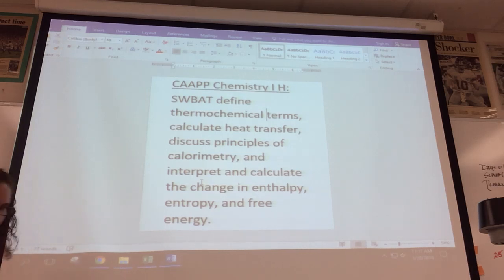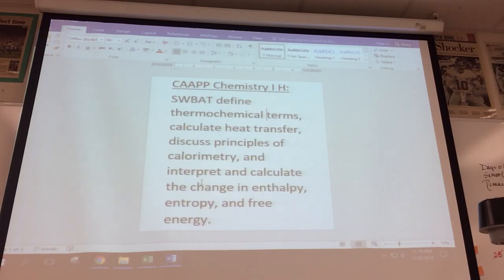on thermochemistry today. It will be a little bit different than some of what we've talked about this year, but you'll see where everything fits together as we go. Today we're going to talk about some basic terms. We'll be calculating heat transfer as well.